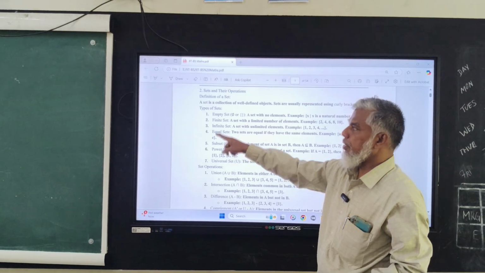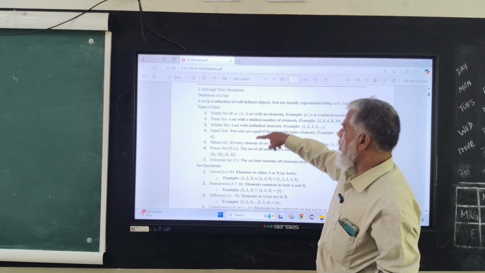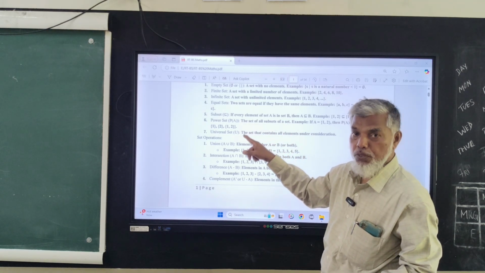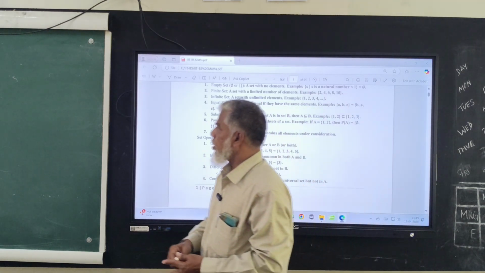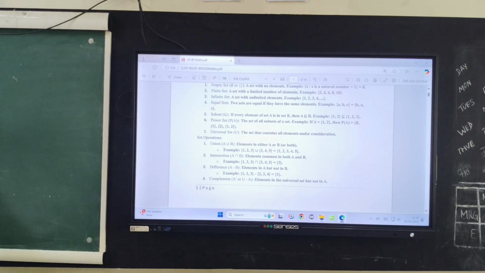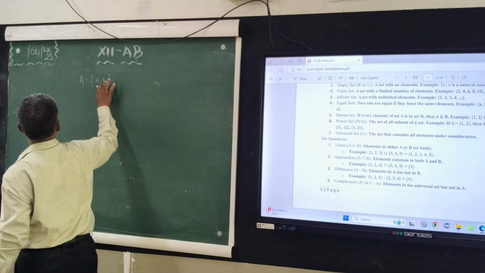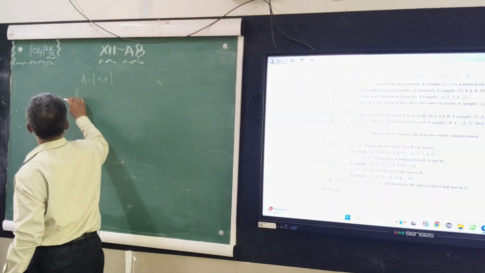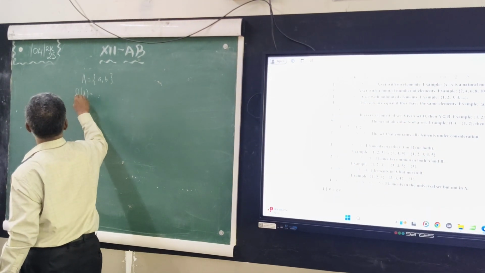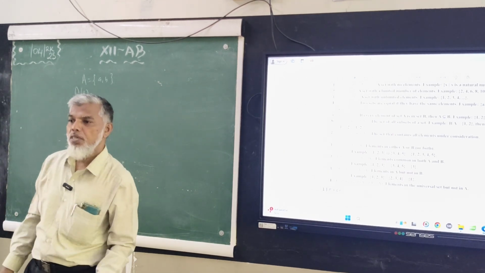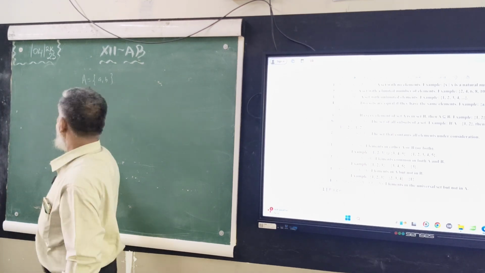Equal set, subset, I have already written. Power set is the set of all subsets of a set. Suppose a set A has two elements, a and b. What is the power set of A? The power set of A is the set of all subsets of A.